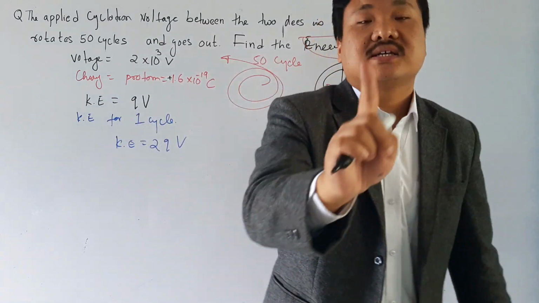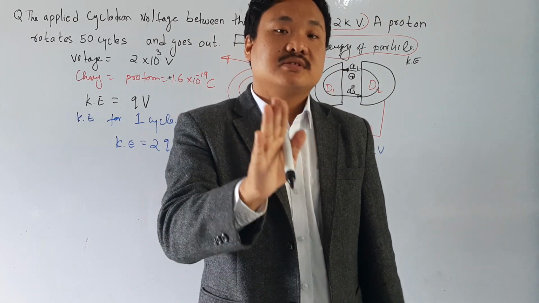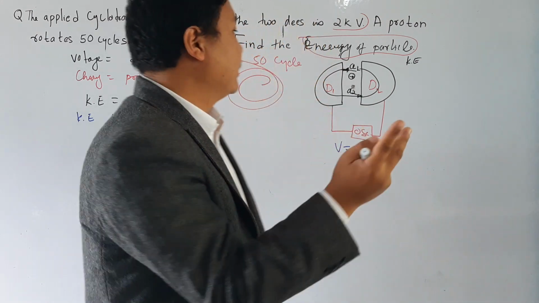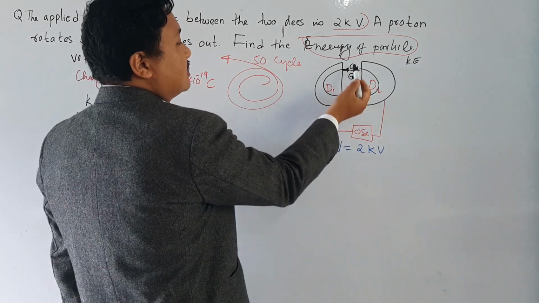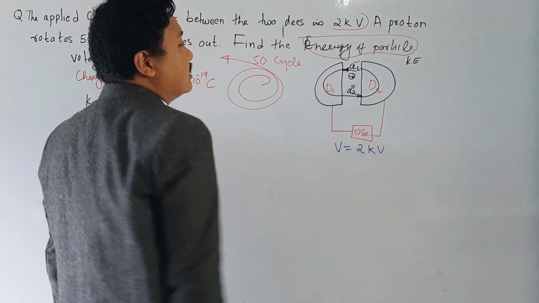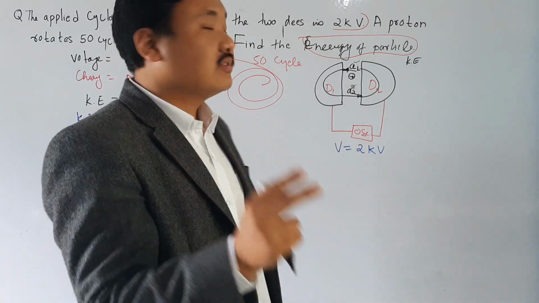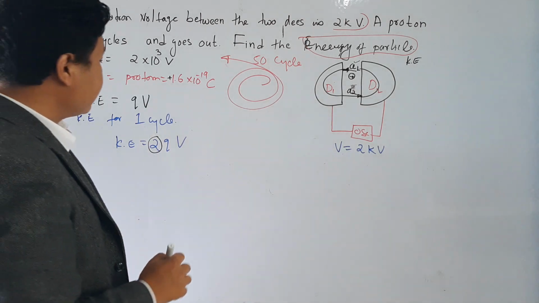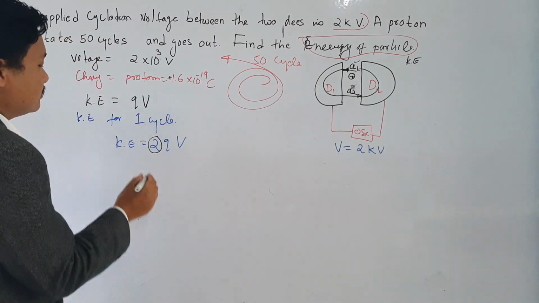So in one cycle, how many times is the charge undergoing acceleration? Two times. Whenever it is going from this to this, there is acceleration 1. From this to this, there is acceleration 2. So there are two accelerations. That is why I have to write 2 here: 2QV. Now put the values.